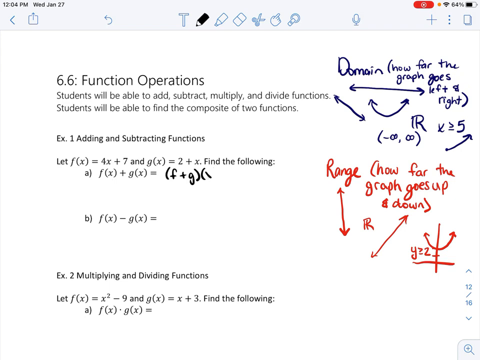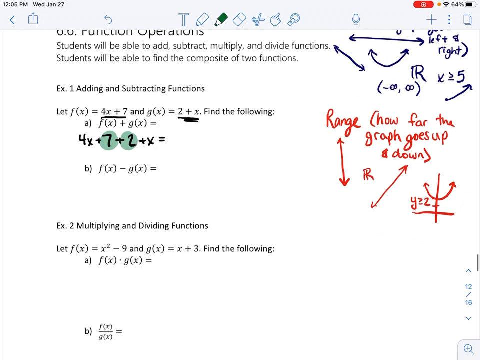Okay? So when it says f of x plus g of x, that just means what f of x equals, 4x plus 7, you plug in for it, and what g of x equals, 2 plus x, you plug in for that as well, and then notice you just bring down that addition sign. From here we combine like terms, and we get 5x plus 9 as our solution.